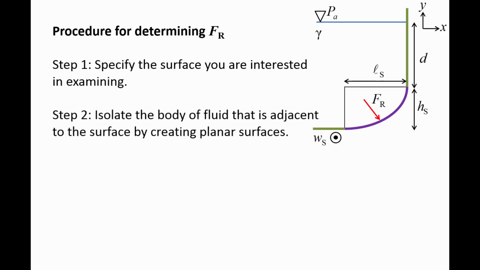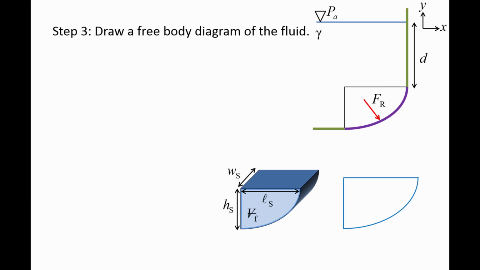Next, we isolate the body of fluid that is adjacent to the curved surface, and we do this by creating planar surfaces. Here's what the fluid body looks like when rotated slightly. The volume of the isolated fluid body will be denoted as Vf. Next, we draw a free body diagram of the isolated fluid body.